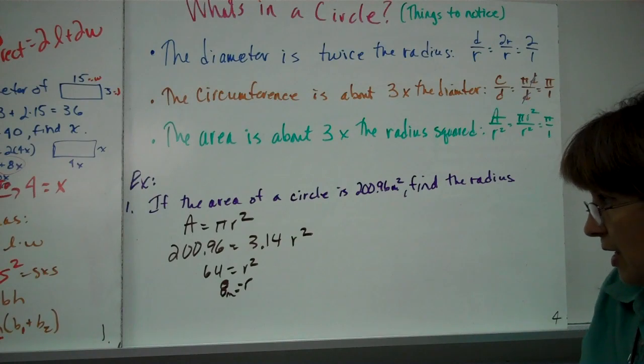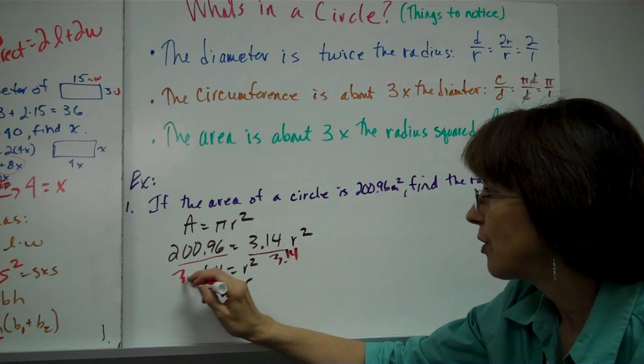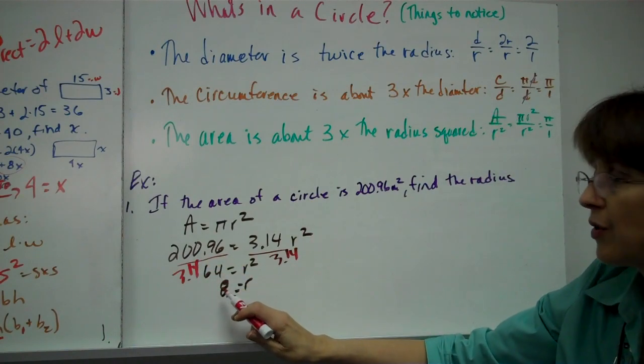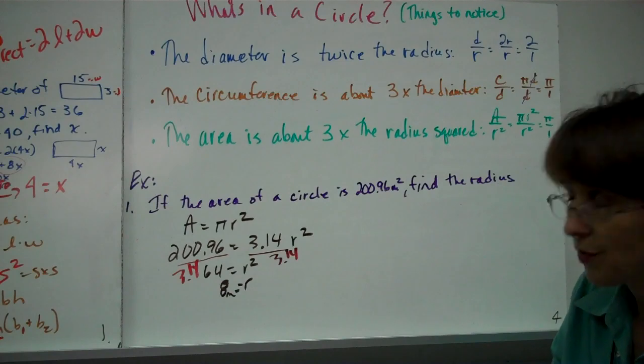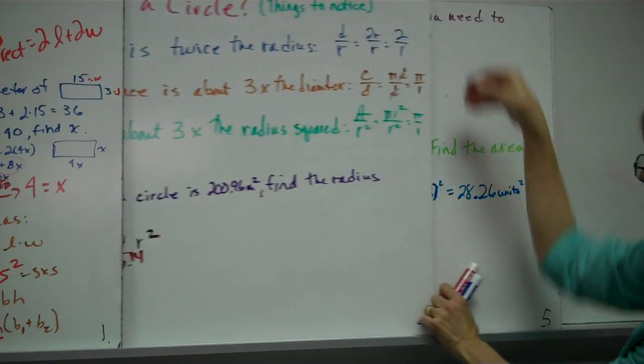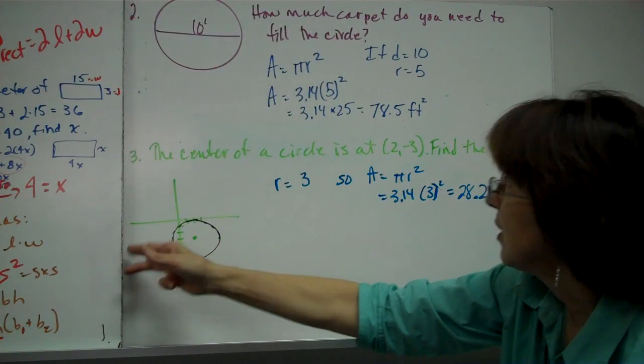So we divide both sides by 3.14. I didn't show that part, but you would divide that by 3.14, okay? And we get r squared equals 64. So then we know that r squared is going to be 8. I mean, the square root of 64, 8 times 8, is equal to r. So that's 8. Okay, we have 2 more examples.